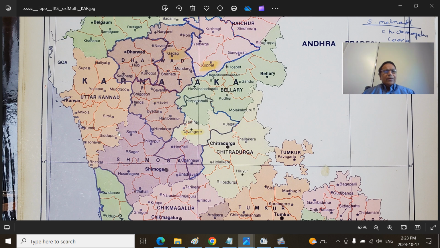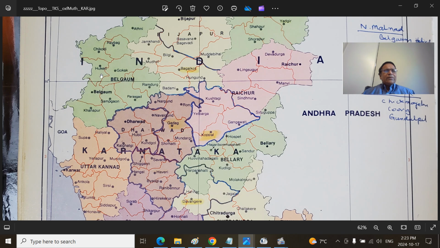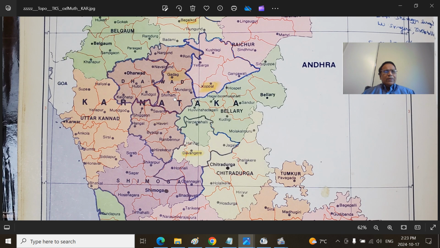And the river here, the Hiranyakeshi river will be somewhere here. And the Sharavati river, also called Swarna Nadi, on which Jog Falls occurs when it falls from the crest region of the Sahyadri mountains. It starts somewhere from the Thirthahalli region, Hosanagara, and it goes on. Finally, it joins the Sindhu Mahasagar at a place called Honnavar.